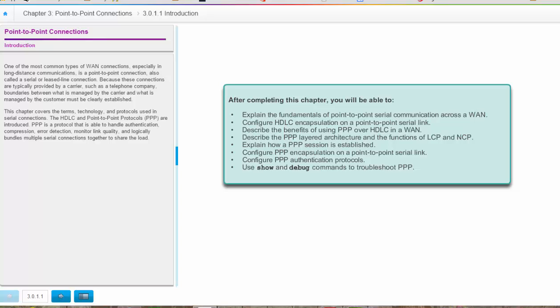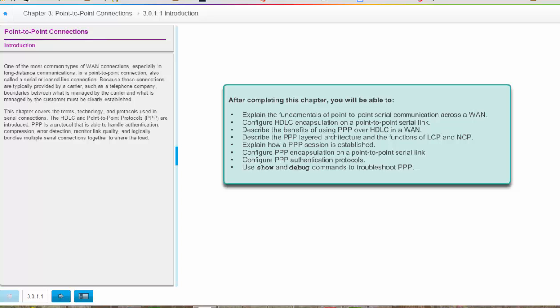So in this chapter, we're going to explain the fundamentals of point-to-point serial communication across a WAN. We're going to configure HDLC encapsulation on a point-to-point serial link. We're going to describe the benefits of using PPP over HDLC in a WAN. We're also going to describe the PPP layered architecture and the functions of LCP and NCP. We'll explain how a PPP session is established.